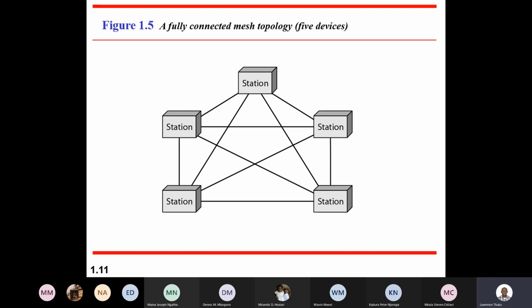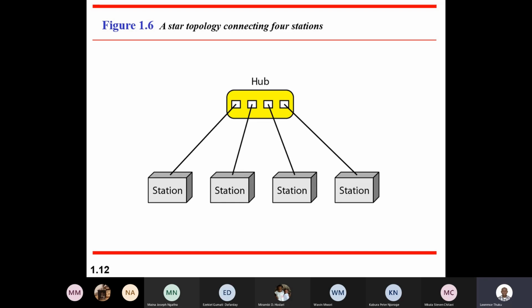So giving us what we call the mesh topology. Then of course we have the star topology. Nowadays we don't have the hub. We currently use switches, which are more intelligent compared to the hub.